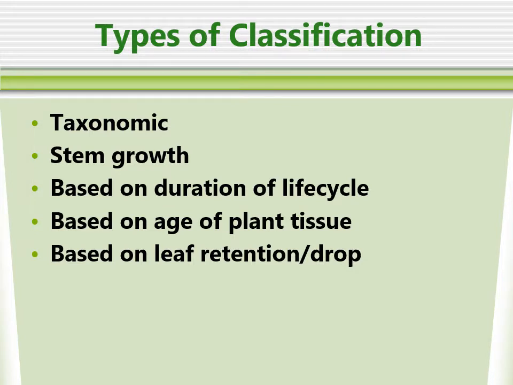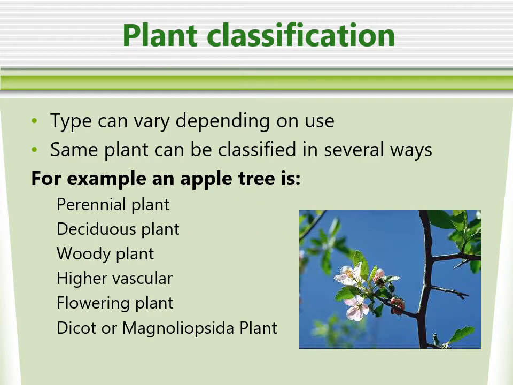Anyways, so based on that, we don't just classify things based on genus species. We look at other aspects of how the plant grows. So we're going to look at that a little more today. The stem growth, the nature of their life cycle, the types of tissues that the plants produce, and looking at things like leaves. So again, another example, going back to that apple tree, it is a perennial, it's deciduous, it has wood, it's what we call a higher vascular plant, it's also a flowering plant.